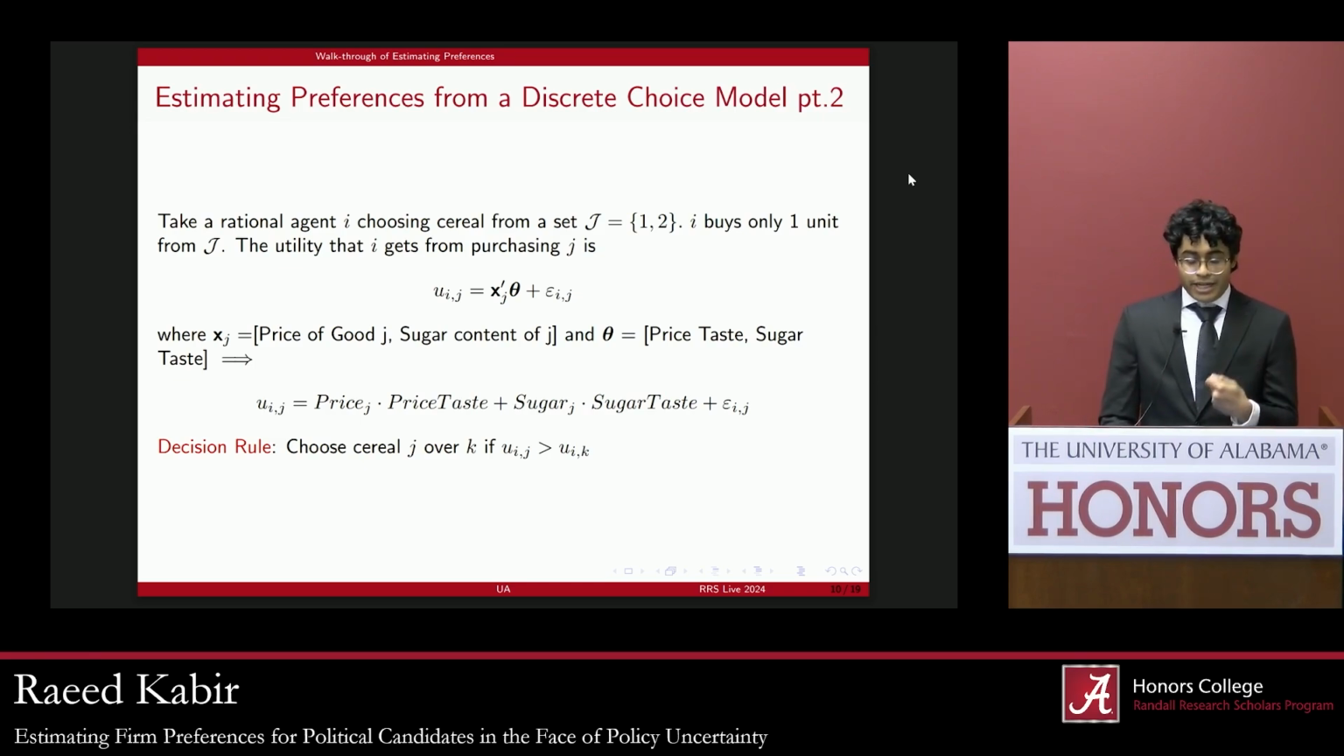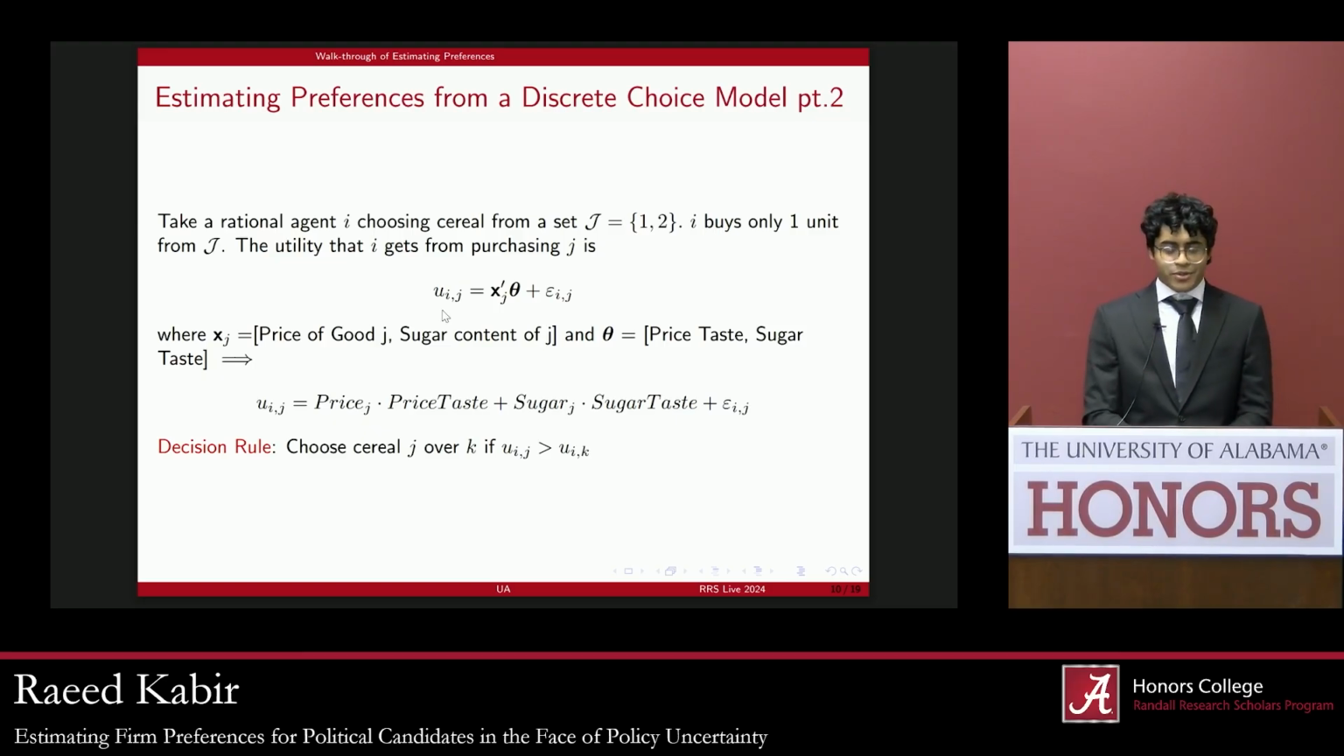So take a rational agent i who's choosing a cereal from a set J. The set has items 1 and 2. You can think this is cereal 1, this is cereal 2. An individual i is going to buy 1 unit from this set. The utility that I get from buying j is this number, U_ij, right here, and it's equal to this combination of things. Notice X_j has a j subscript. What does that mean? These are product level characteristics.